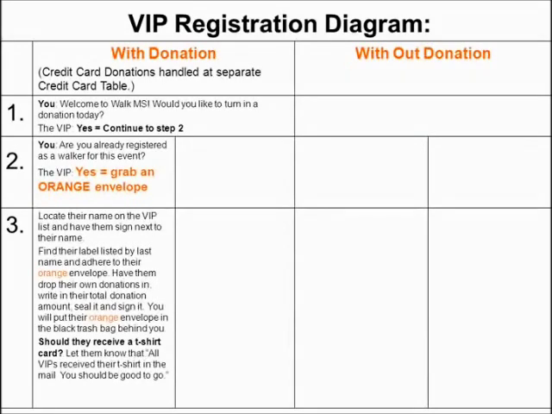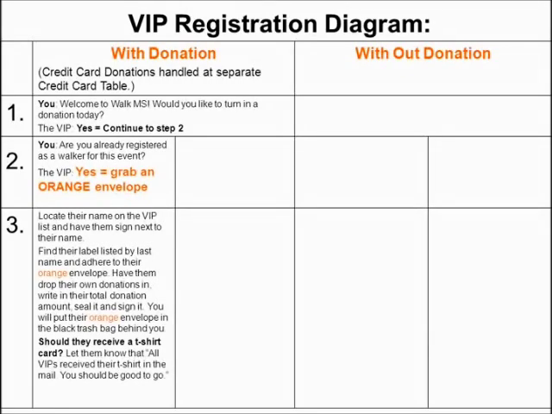So, have them drop in their own donations into their orange envelope, write in their total donation amount, seal it, and sign it. You will then put their orange envelope in the black trash bag behind you. Should a VIP receive a t-shirt card, let them know that all VIPs receive their t-shirt in the mail, so they should be good to go. If they're not, and have a question or did not receive a t-shirt, refer to a staff member.